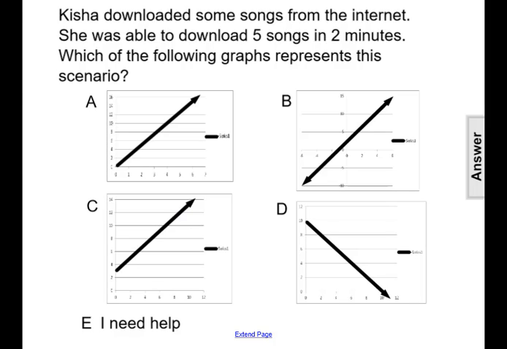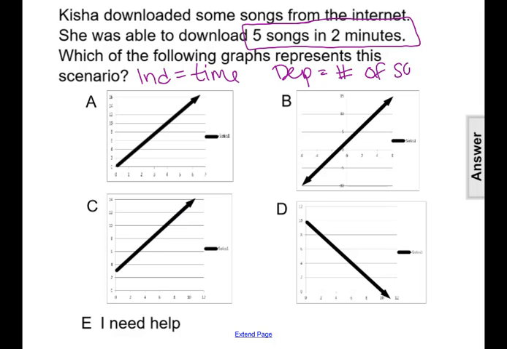In this scenario, we first have to decide what the independent and dependent variables are. If we're comparing the amount of songs in a certain amount of minutes, the independent variable is going to be time, or minutes, and the dependent variable is going to be the number of songs she can download. Because the number of songs that get downloaded depends or relies on the amount of time, on those 2 minutes.